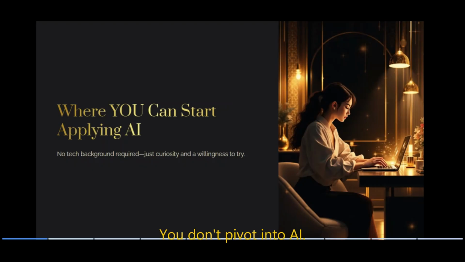You don't pivot into AI. You apply AI where you are already. So let me show you 5 starting zones. If you're watching this video and you are confused, you don't know where to start, this video is a starting point. It will give you an idea of the point of value where you can start creating your impact right away. You will see that at least one or two of these resonate with you.